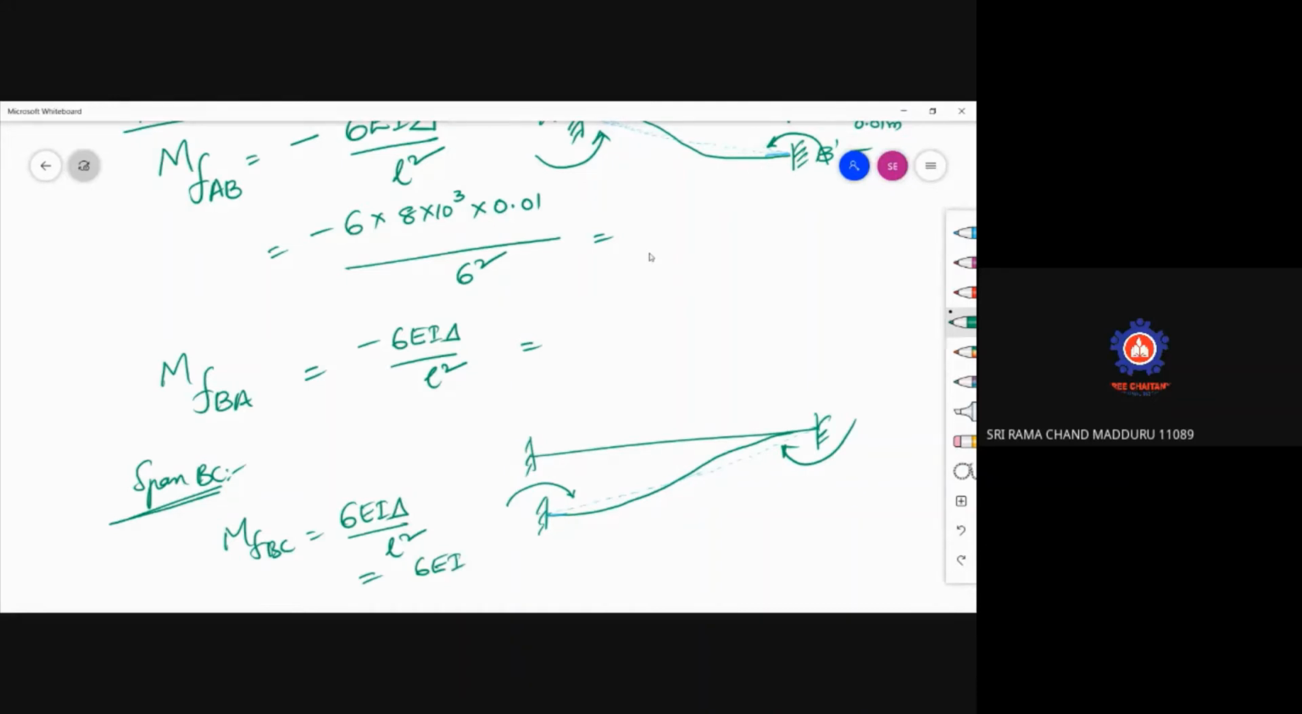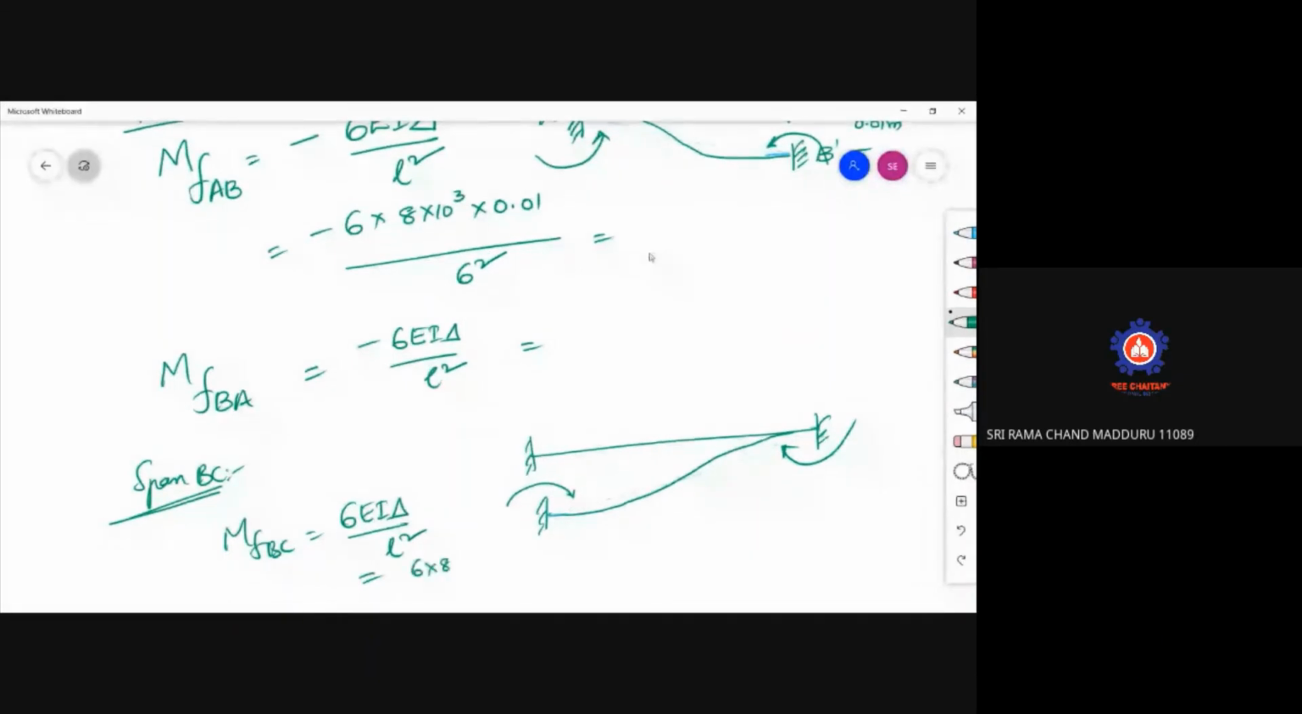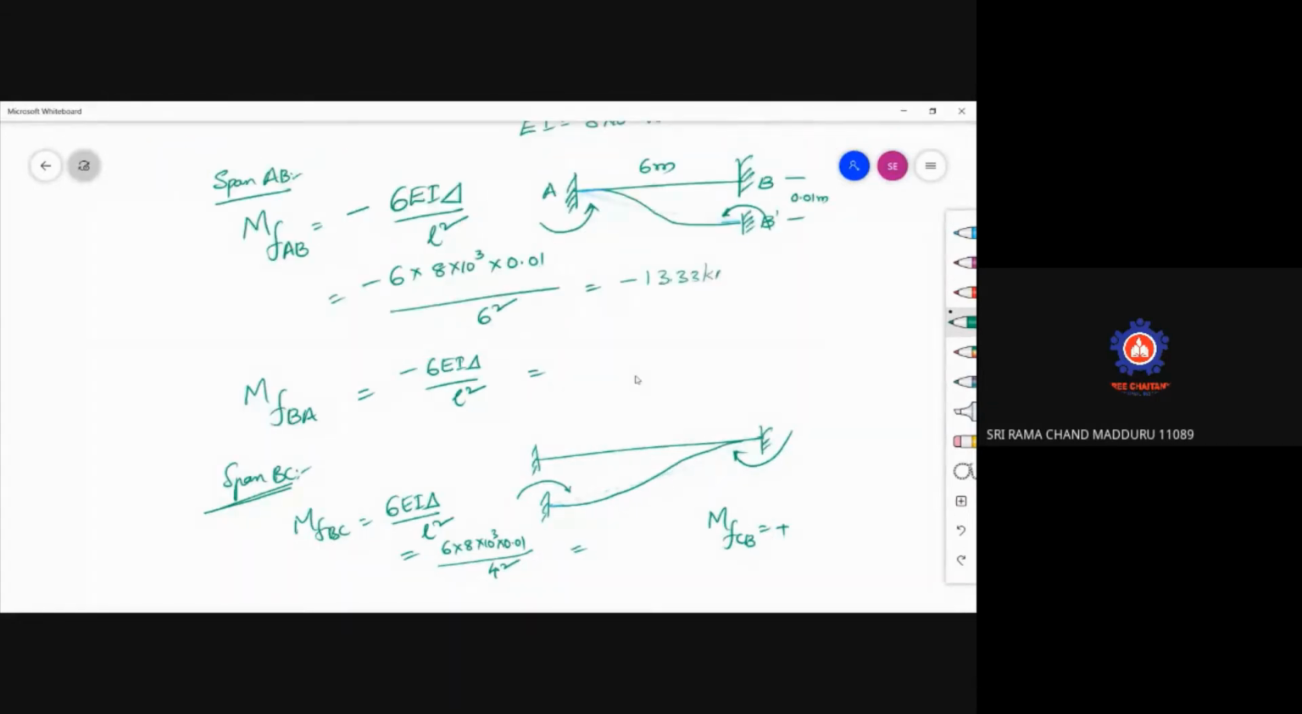EI value is already known. You can write down the EI value. So 6 into 8 into 10 cube into 0.01 by 4 square. This is MFBC. MFCB will also be the same thing, and write down this. Similarly, try to calculate the kilonewton meter.